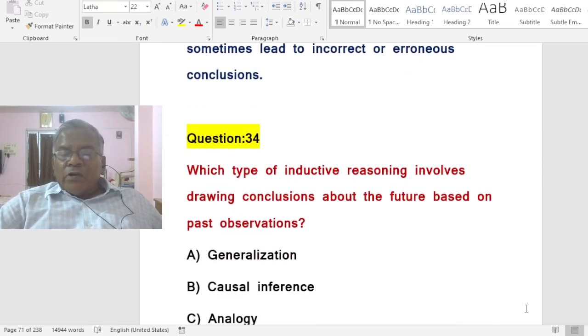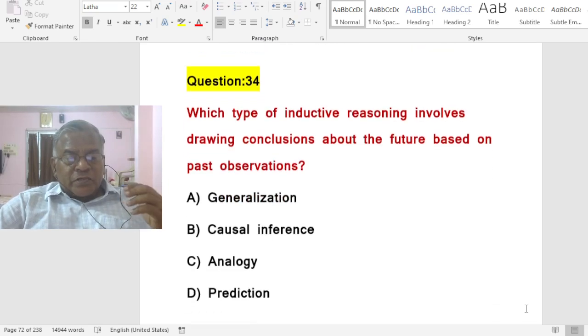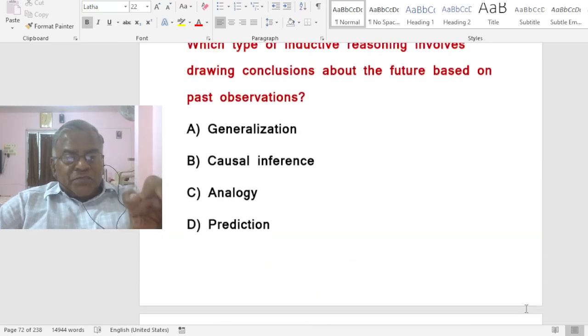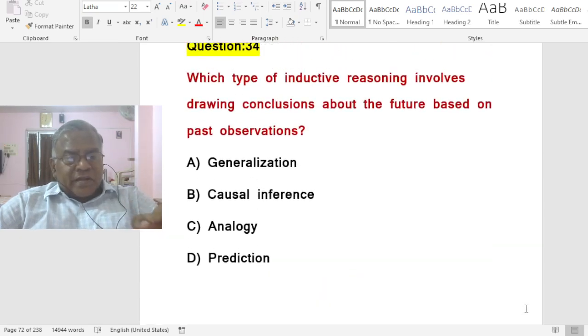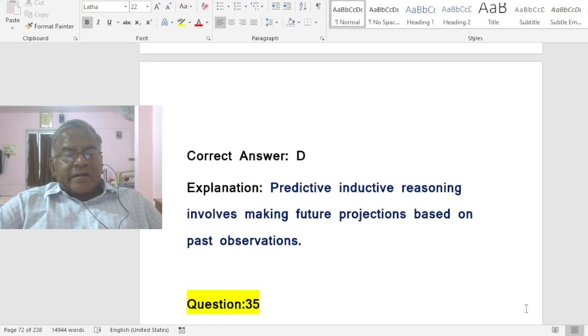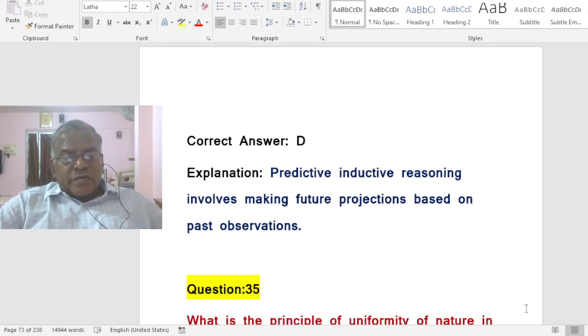Now, which type of inductive reasoning involves drawing conclusions about the future based on past observations? That is nothing but predictive inductive reasoning, from these four options. So that is a prediction. Predictive inductive reasoning involves making future projections based on past observations.